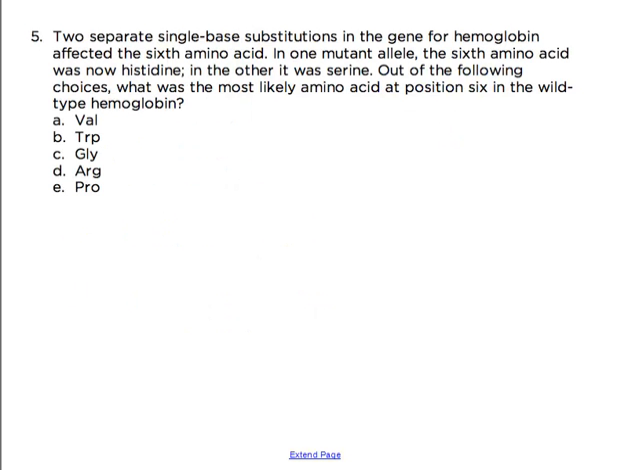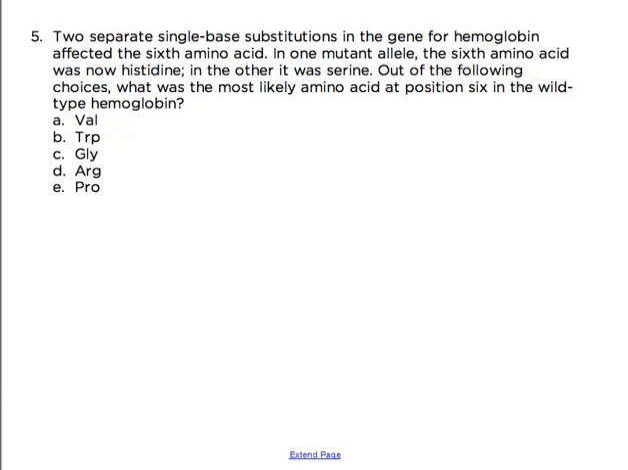Problem 5. Two separate single base substitutions in the gene for hemoglobin affected the sixth amino acid. In one mutant allele, the sixth amino acid is now histidine. In the other, it was serine. Out of the following choices, what was the most likely amino acid at position 6 in the wild-type hemoglobin?